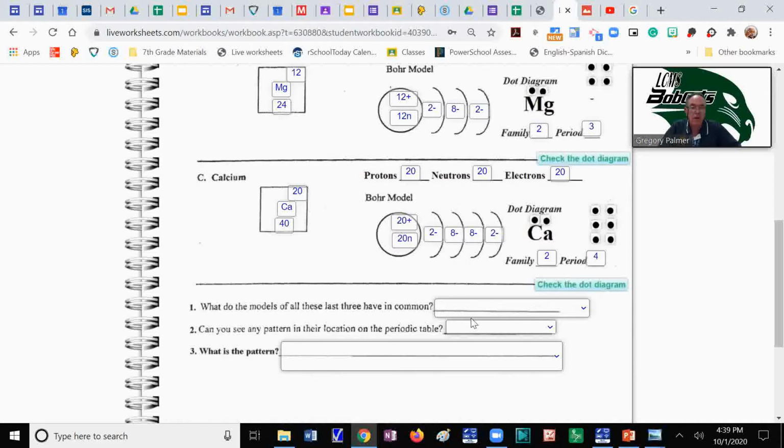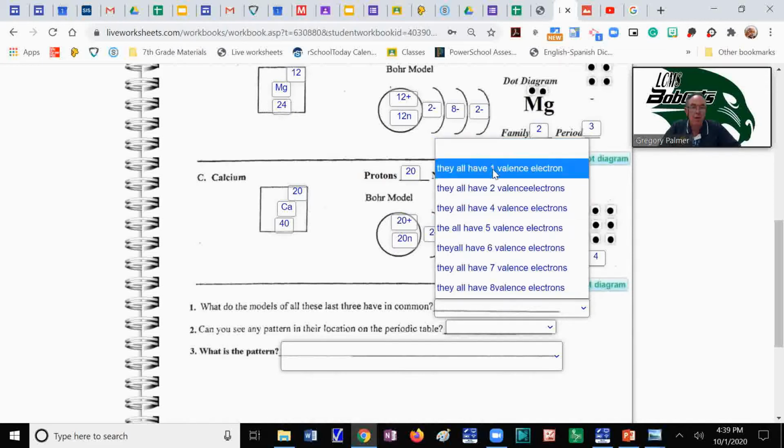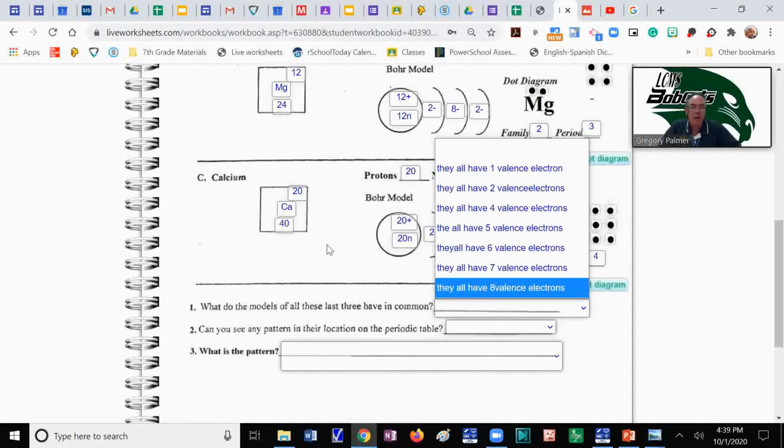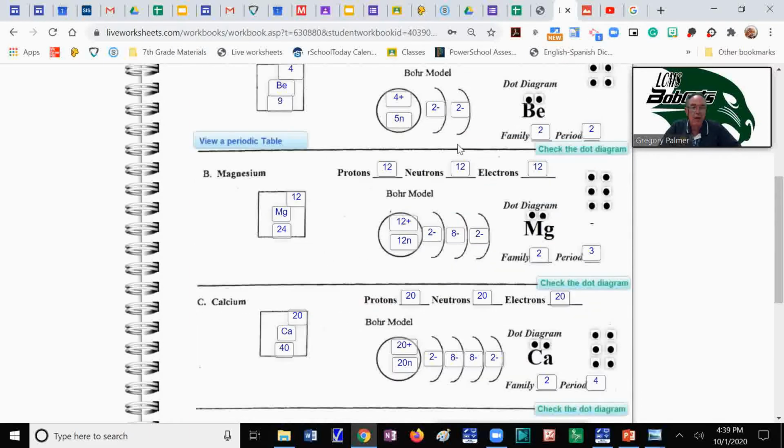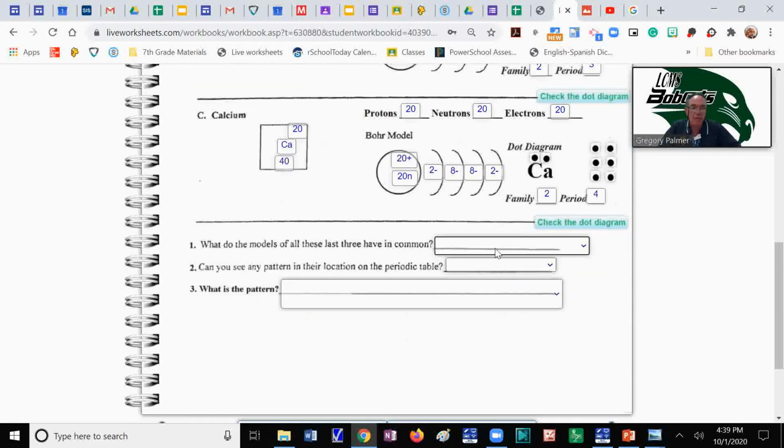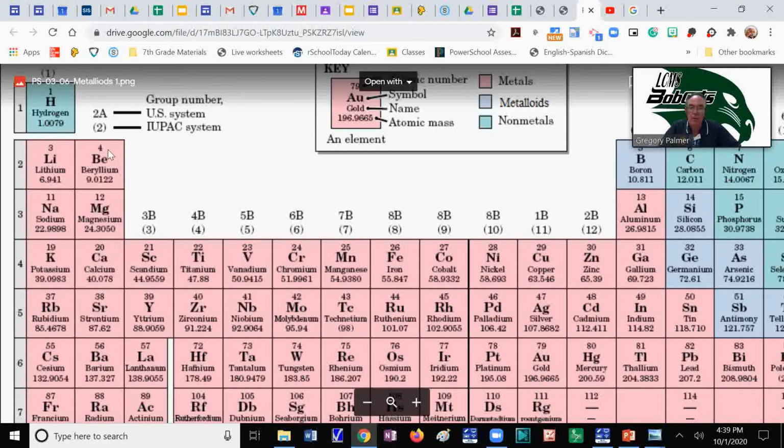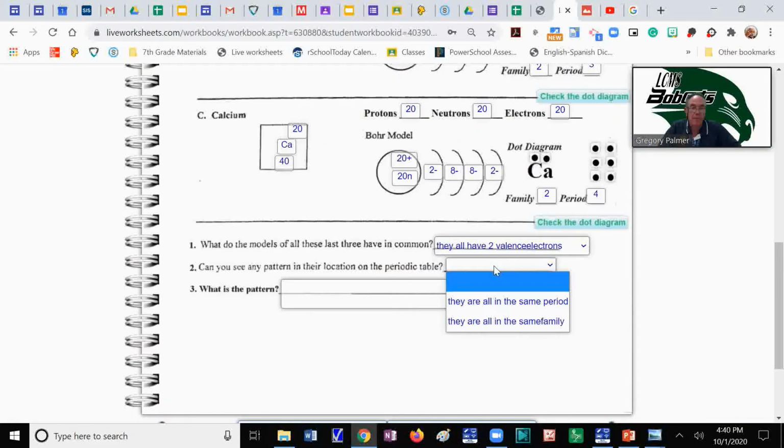What do all of these models have in common? Let's see our choices. 1, 2, 4. Okay. They all have 2 valence electrons. Can you see a pattern of their location on the periodic table? They're all right here. Beryllium, magnesium, calcium, they're all right here in family 2. This is 2A. Let's look. They're all in the same family.